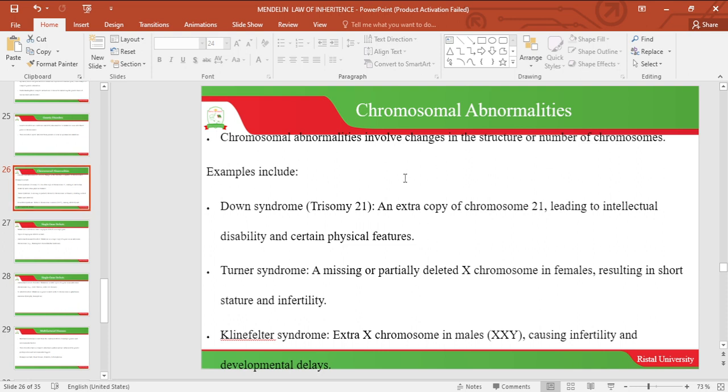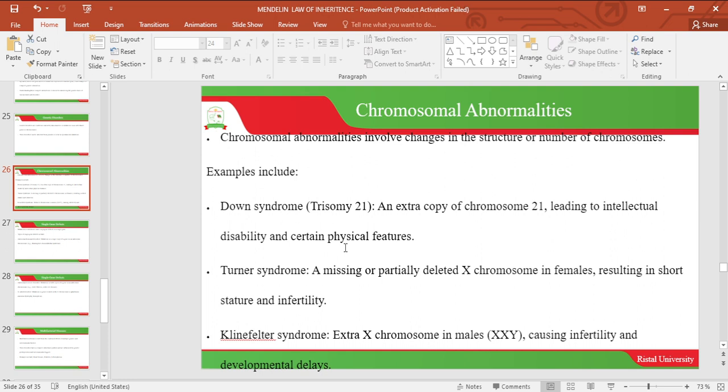Let's look at chromosomal abnormalities. Chromosomal abnormalities involve changes in the structure and number of chromosomes. Examples include Down syndrome, or trisomy 21, where there is an extra copy of chromosome 21. An extra copy of chromosome 21 leads to intellectual disability and also certain physiological features.